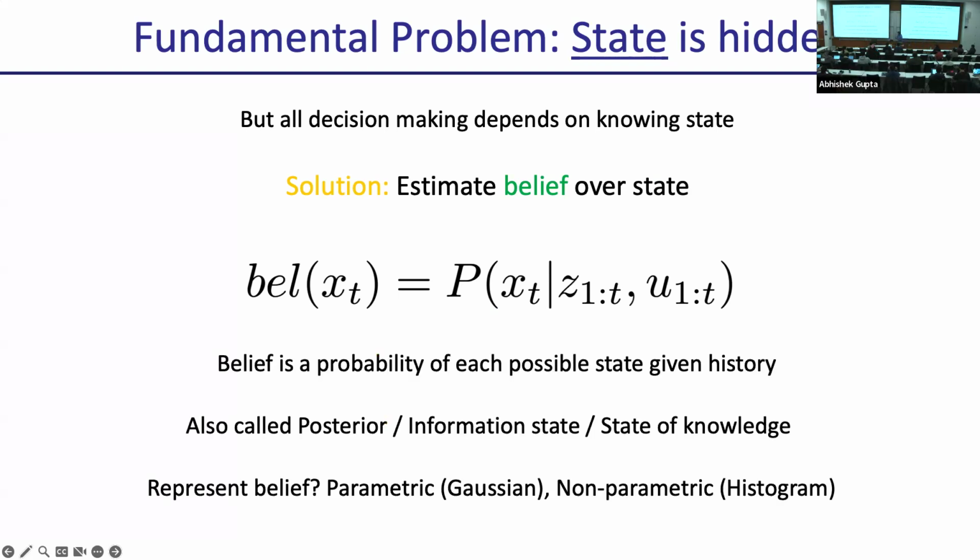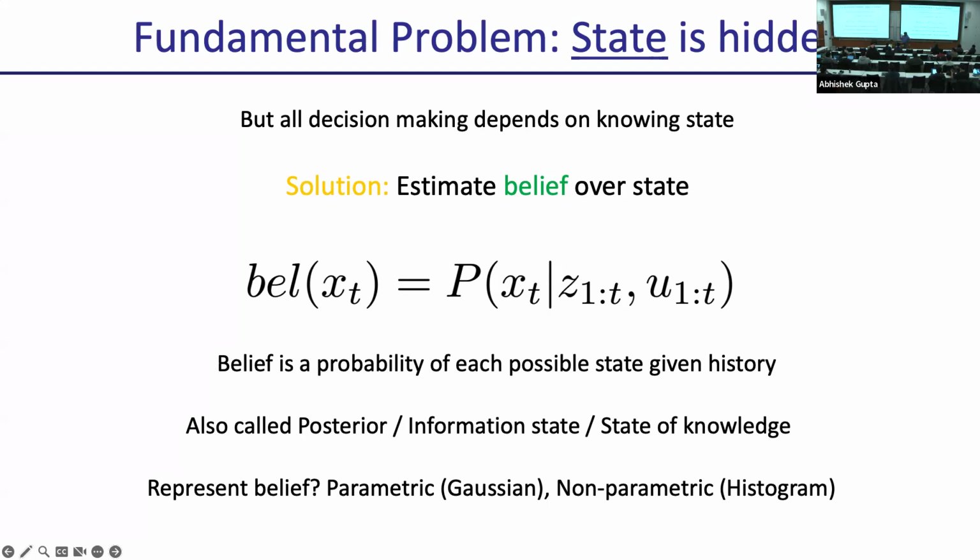And so you're trying to build a belief, which is the probability of what the likelihood is of being in each state, given your history of measurements, Z1 to T, and actions, U1 to T, right? And so you often call these posteriors, etc. We talked a bunch about Bayesian filtering, but they're all trying to solve this problem. And the challenge is often representing it in a way that's tractable.